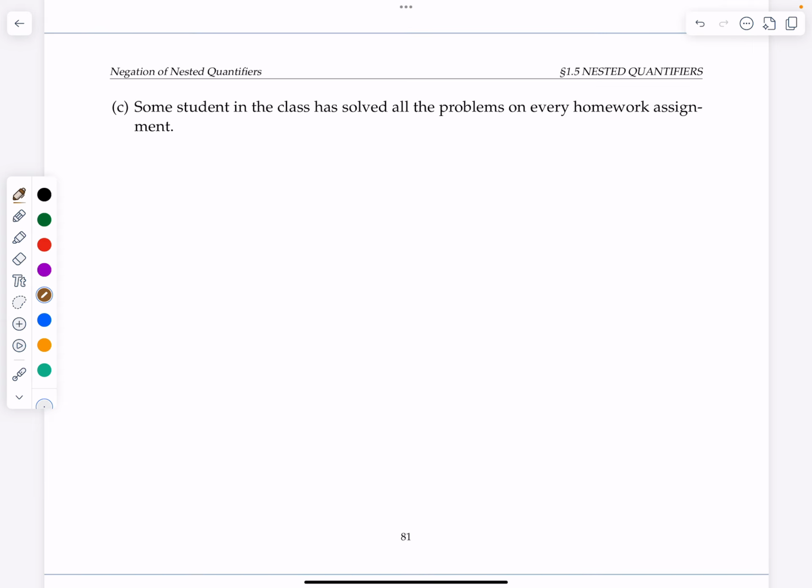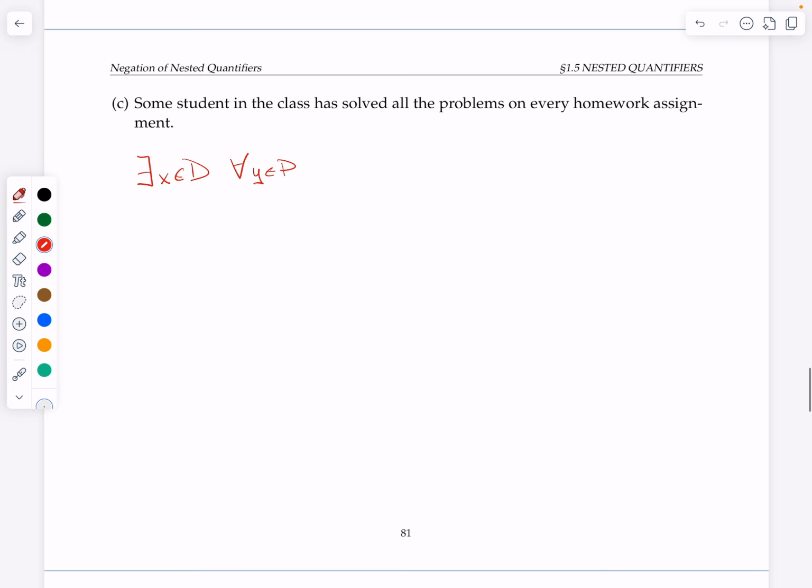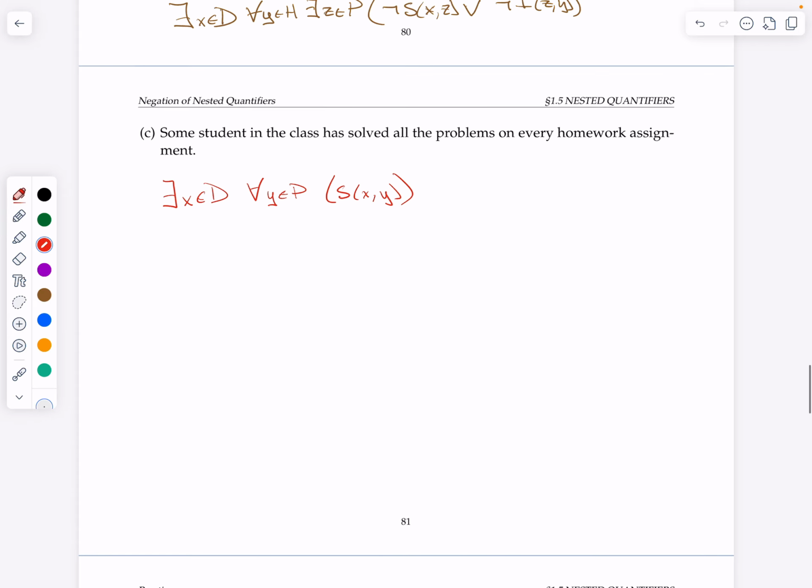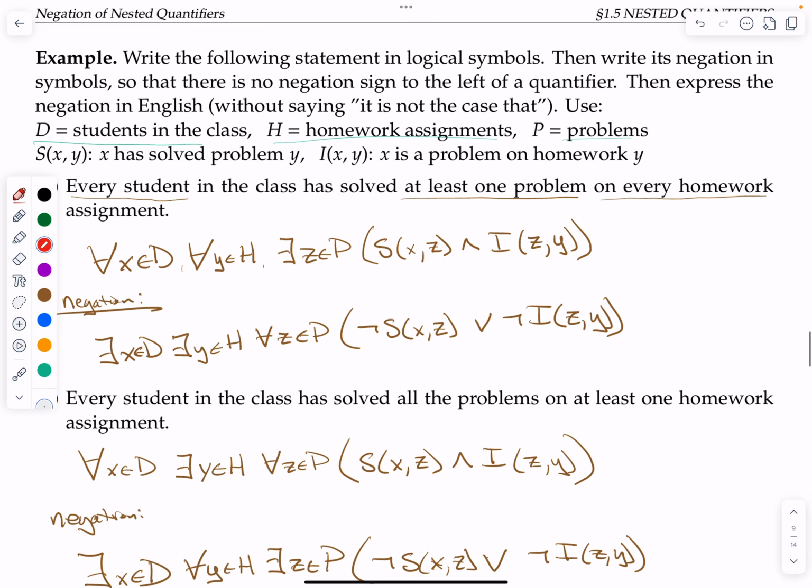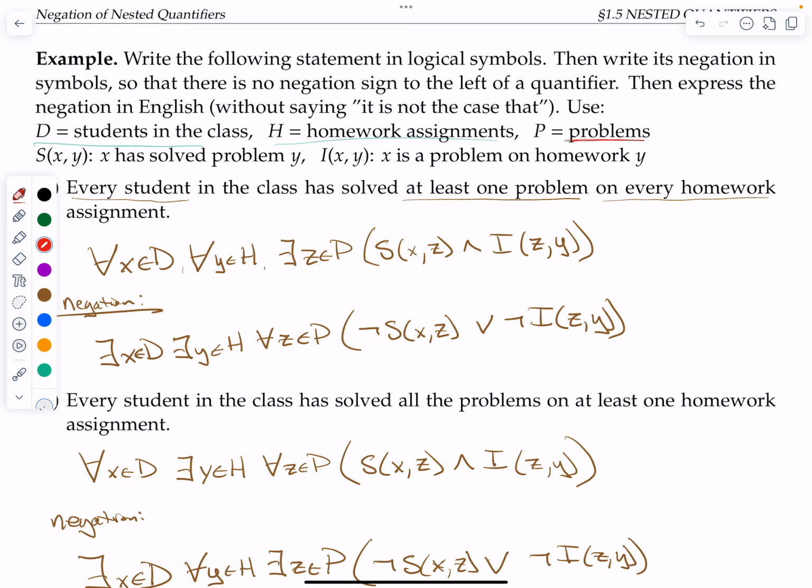Some student in this class has solved all the problems on every homework assignment. All right, that's easy enough. There is a student, so that for every problem, I don't know that we need to reference the homework assignments because we're just saying every single problem. I think that would do it. Yeah, just this student has solved the problem. I don't think we need to reference the homework assignments because the domain is problems. Where are the problems coming from? I'm guessing that they're from the homework assignments.